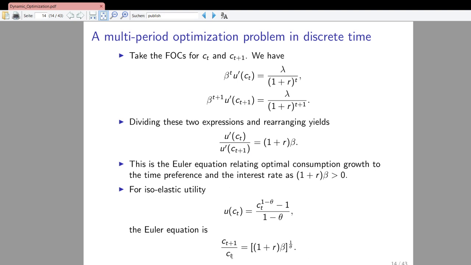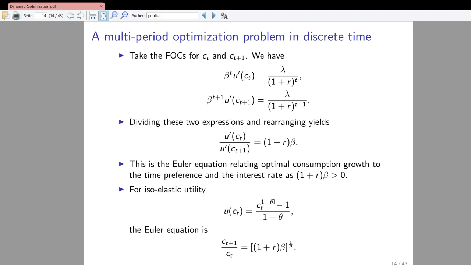Now, what does this expression tell us? What we see here is consumption in period t plus 1 in the numerator and consumption in period t in the denominator. And that is already optimal consumption. So basically what you have on the left hand side is the growth factor for optimal consumption. And the growth factor for optimal consumption is related to the interest rate, the discount factor, and the parameter of the utility function that is theta, and theta determines the elasticity of intertemporal substitution.